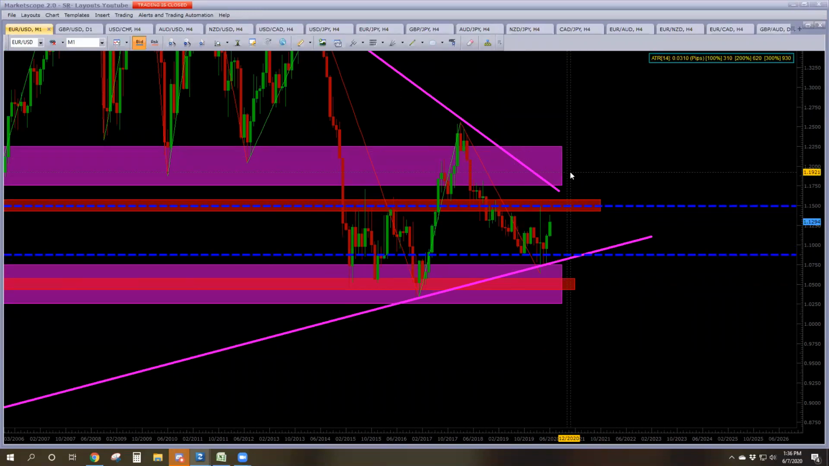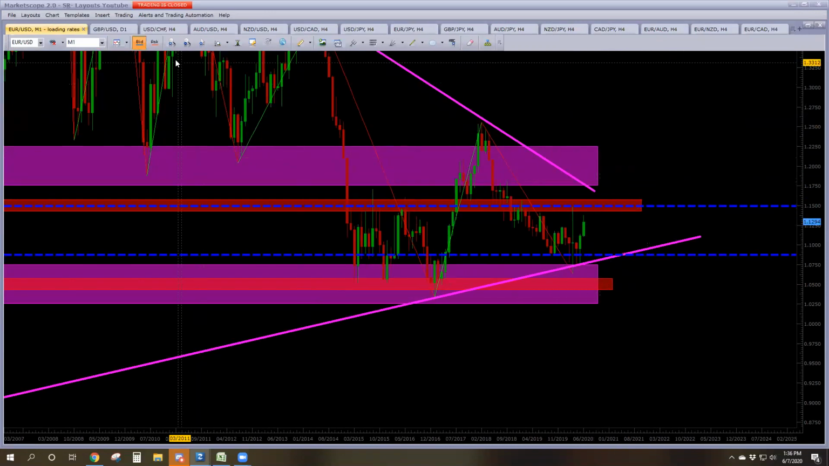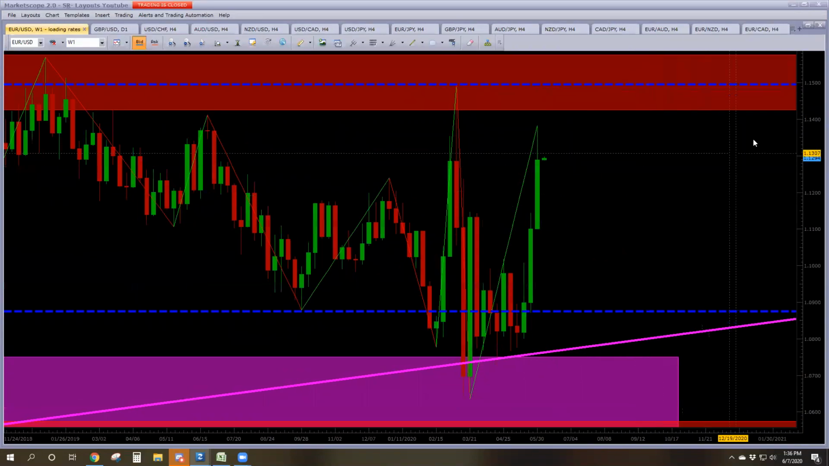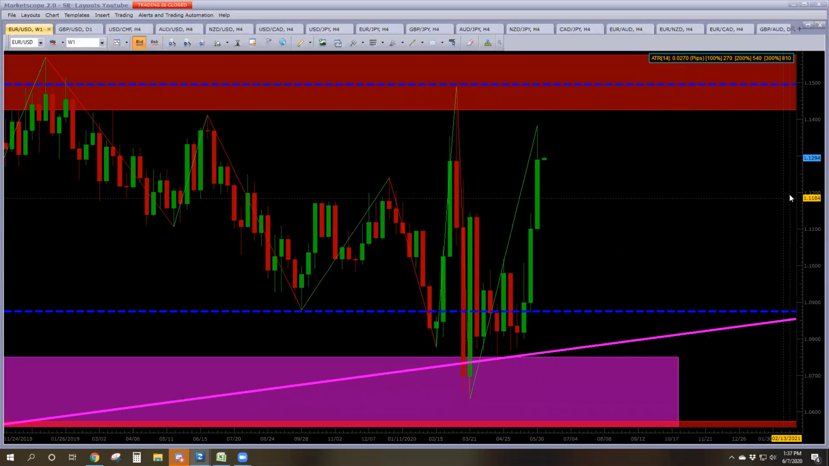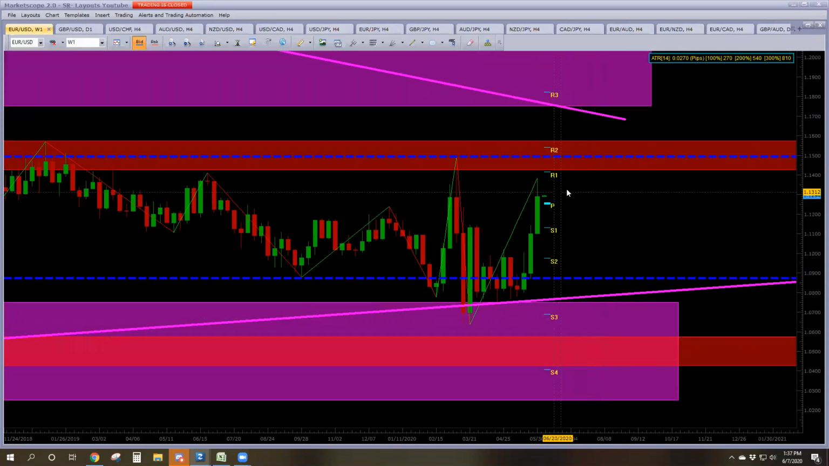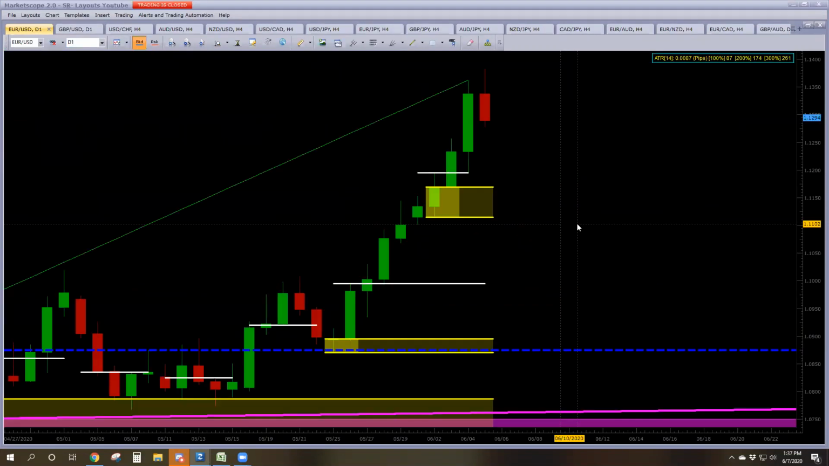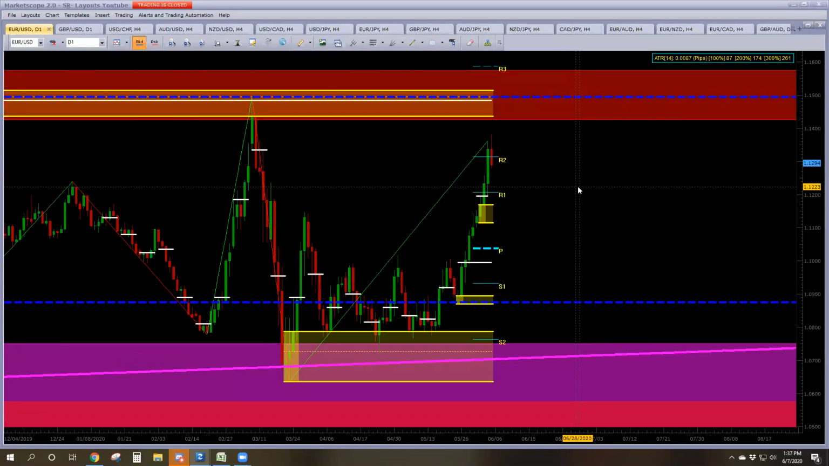So just start looking for breakouts on the 4 hours. So let's go ahead and look at the weekly here. On the weekly, you'll notice that we're approaching another weekly resistance area. It's not there yet, but it's coming, so something to be aware of. On the daily, I'm still bullish on this euro dollar.